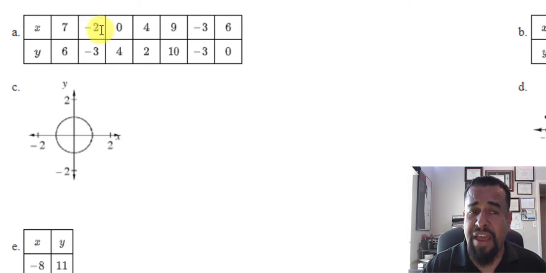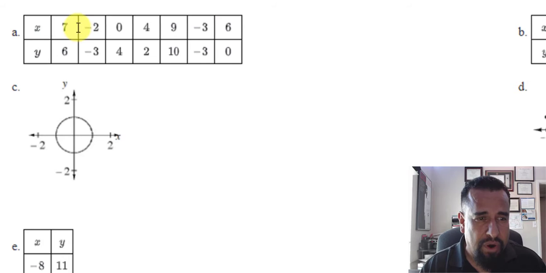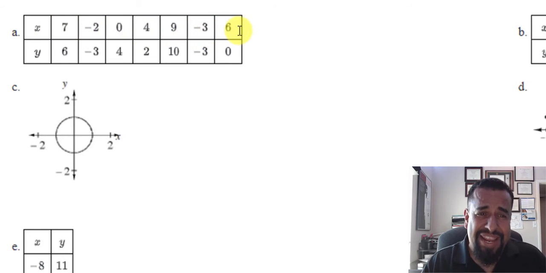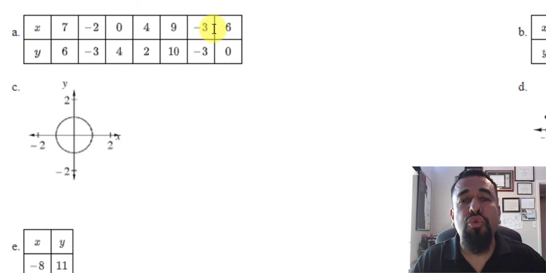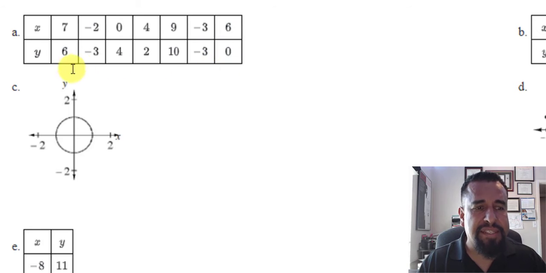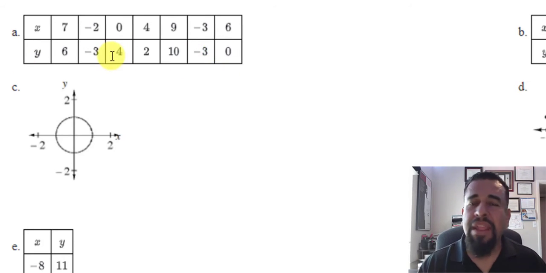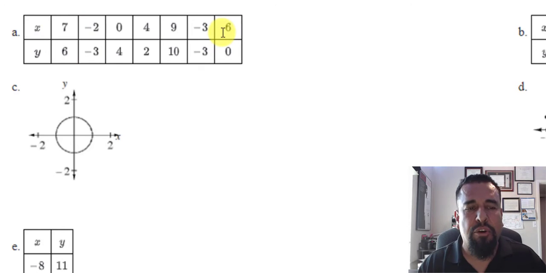If I look at my x values, and my x values are always my inputs, I'm going to look for any numbers that repeat. That's what I'm looking for. So I see a 7, -2, 0, 4, 9, -3, and 6. None of them repeat. Therefore, I do not have to proceed with my checks of the outputs. This is a function. Okay, because it doesn't matter what my outputs are because there's nothing else to check. This is a function because they only used every input once.